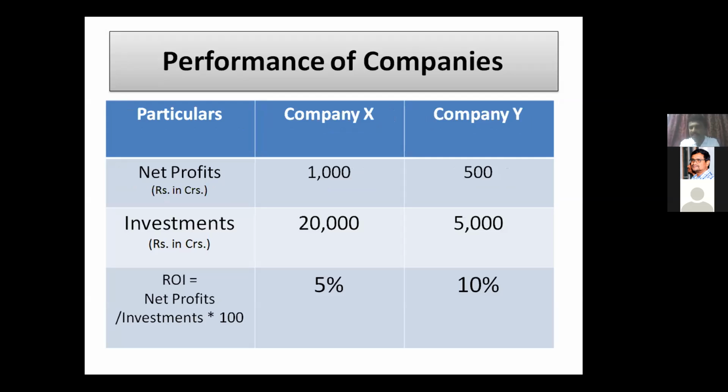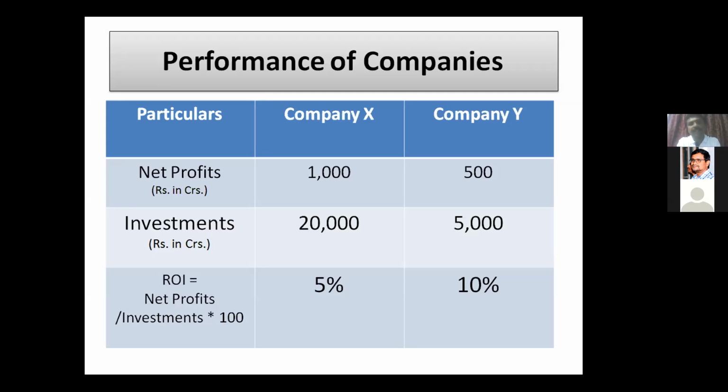Now in this slide, you can see the net profit is 1,000 crores for X and 500 crores for Y, and investment is 20,000 crores in X and 5,000 crores in Y. When we correlate these two, we get something called ROI. ROI stands for return on investment, and that is equal to net profits by investments into 100. That comes to be 5% for company X and 10% for company Y. That is 1,000 crores by 20,000 crores into 100 is 5%. For company Y, 500 by 5,000 into 100 is equal to 10%.